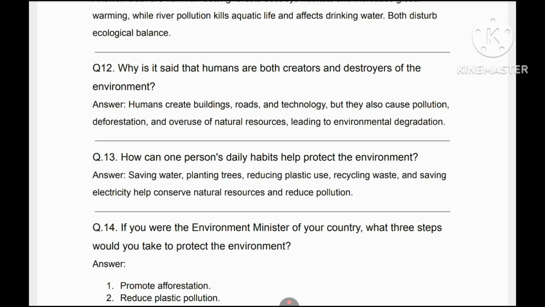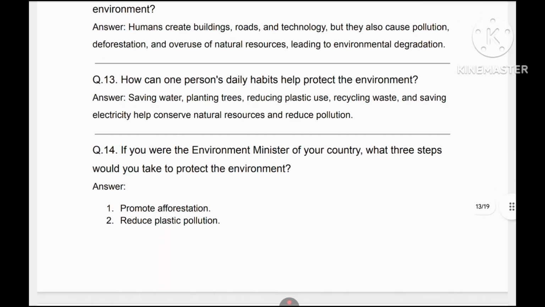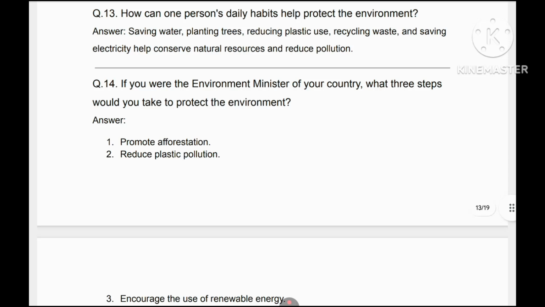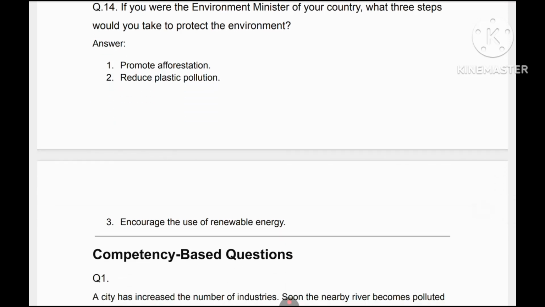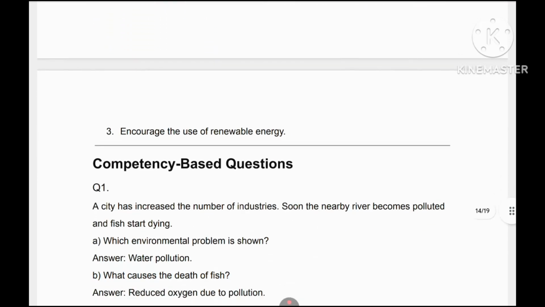Why is it said that humans are both creators and destroyers of the environment? Humans create buildings, roads, and technology, but they also cause pollution, deforestation, and overuse of natural resources, leading to environmental degradation. How can one person's daily habits help protect the environment? Saving water, planting trees, reducing plastic use, recycling waste, and saving electricity help conserve natural resources and reduce pollution. If you were the environment minister of your country, what 3 steps would you take to protect the environment? Promote afforestation, reduce plastic pollution, encourage the use of renewable energy.